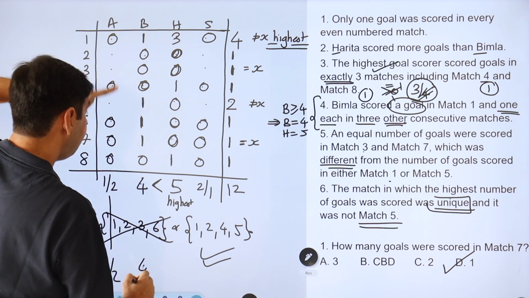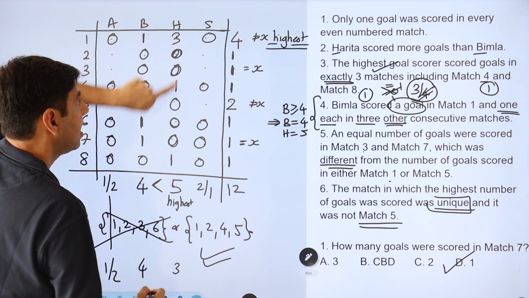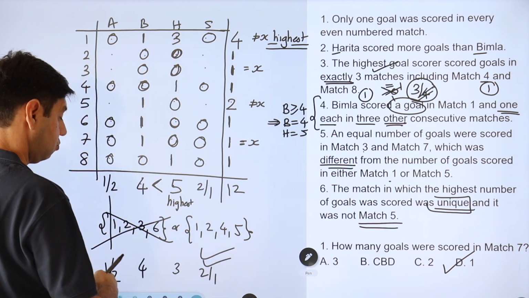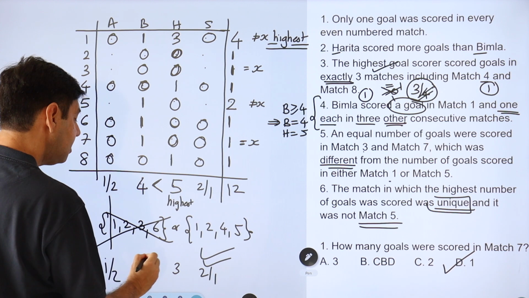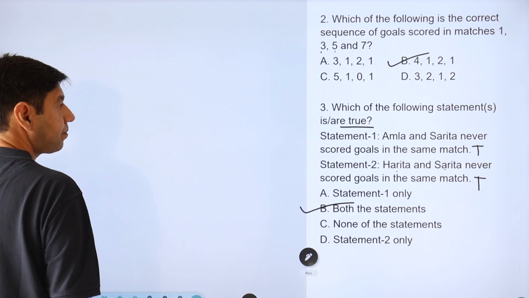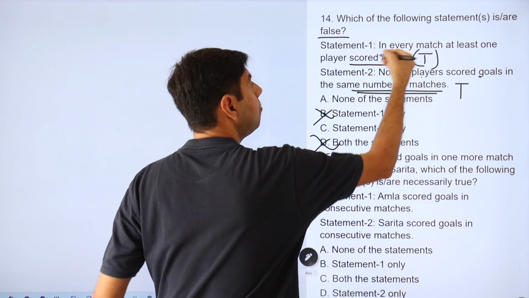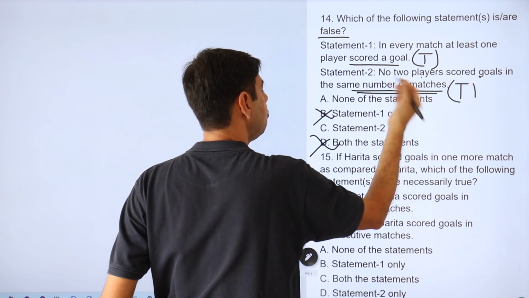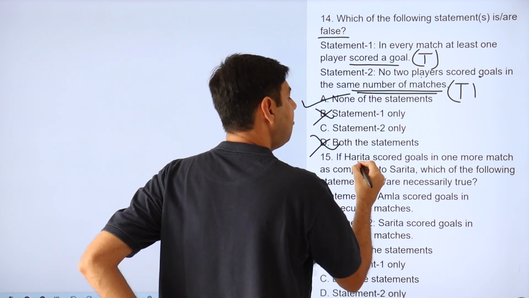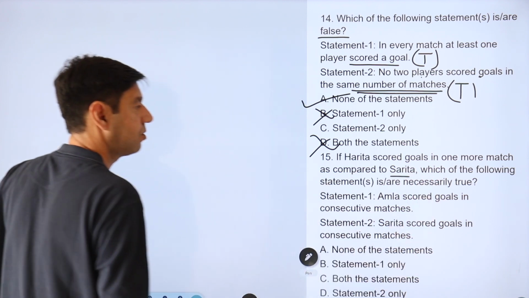Bimla has scored in 4 matches, 1, 2, 3, 4. Harita has scored in 3 matches, and this will be 2 or 1, depending upon this being 1 or 2. So the number of matches is going to be different for all the 4 players, right? So no 2 players scored in the same number, this is true. So both statements are necessarily true. So which statement is false? None of the statements.